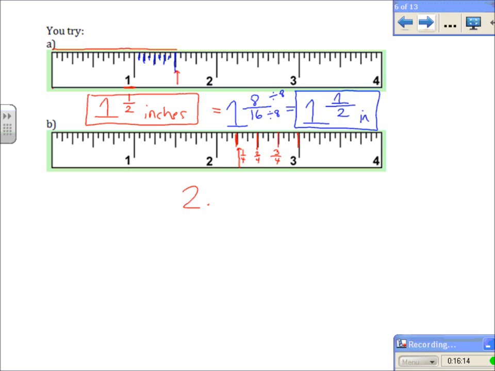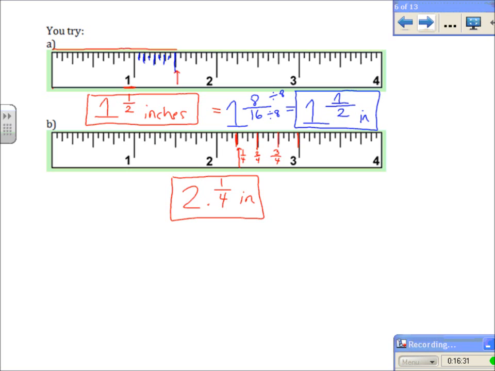So the fact that I see that it does fall in one of those major 4 divisions, I could quickly go to my answer and say, hey, that's 2 1/4 inches. There's my answer.